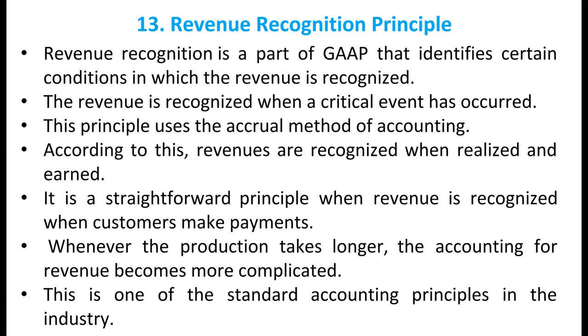Number 13 accounting principle is revenue recognition principle. Revenue recognition is a part of GAAP that identifies certain conditions in which the revenue is recognized. The revenue is recognized when a critical event has occurred. This principle uses the accrual method of accounting. According to this, revenues are recognized when realized and earned. It is a straightforward principle when revenue is recognized when customers make payments. Whenever the production takes longer, the accounting for revenue becomes more complicated. This is one of the standard accounting principles in the industry.